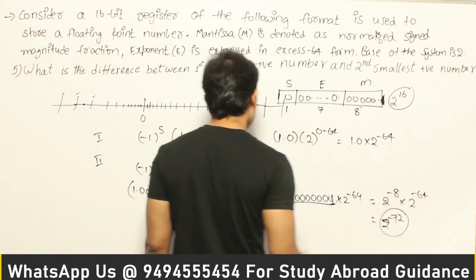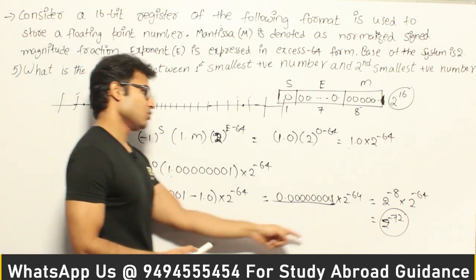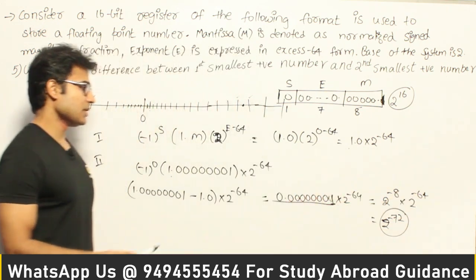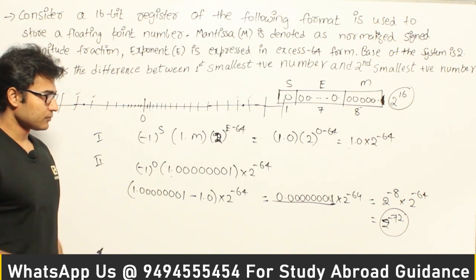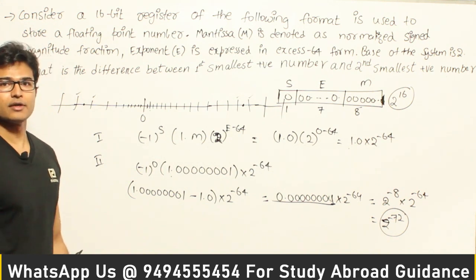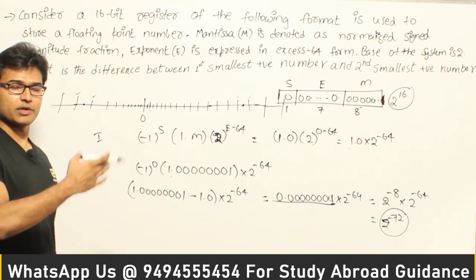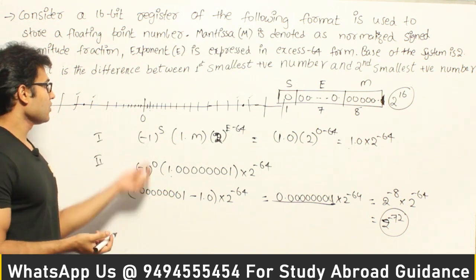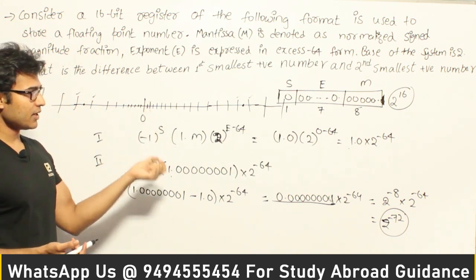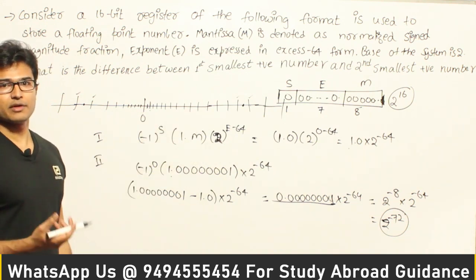So what does it mean? The difference between the smallest number and the second smallest number is very small. 2 power minus 72 is very small, so 1 by 2 power 72 is closely equal to, you can think of it as, 10 power 21 or something like that. So it is going to be 0.0000, so much, right? So for numbers which are close to 0, the error when you represent them is very small, but for numbers which are far away from 0, the error will be large.